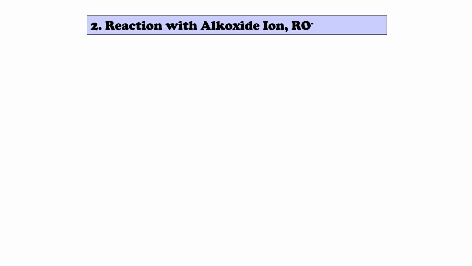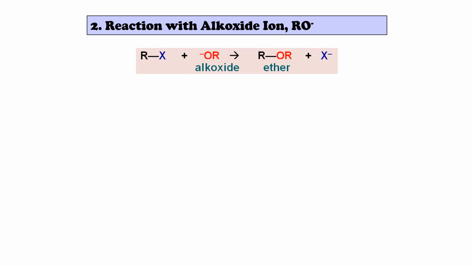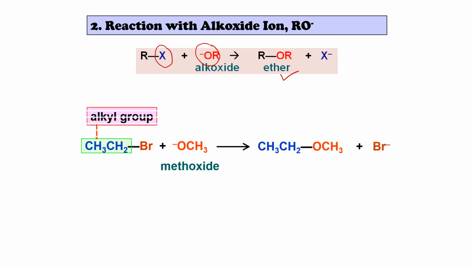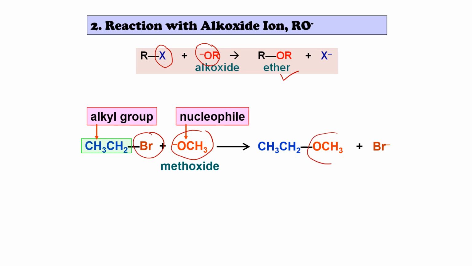Next, a reaction with alkoxide ion. When RX reacts with alkoxide ion, negative OR minus will replace X. So the product formed is ether and X minus as a leaving group. For example, bromoethane reacts with methoxide ion. So methoxide ion as a nucleophile will replace Br. The product is ether and Br minus as a leaving group.